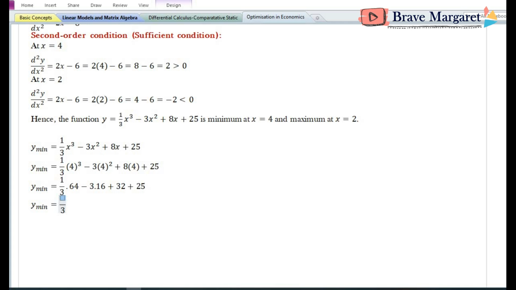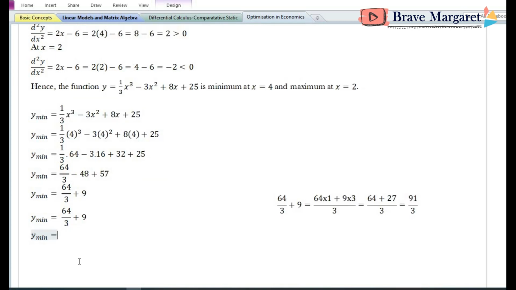1 times 64 equals 64, minus 3 times 16 equals 48. 32 plus 25 equals 57. 57 minus 48 equals 9. 64 by 3 plus 9 equals 91 by 3. 91 divided by 3 equals 30.33.